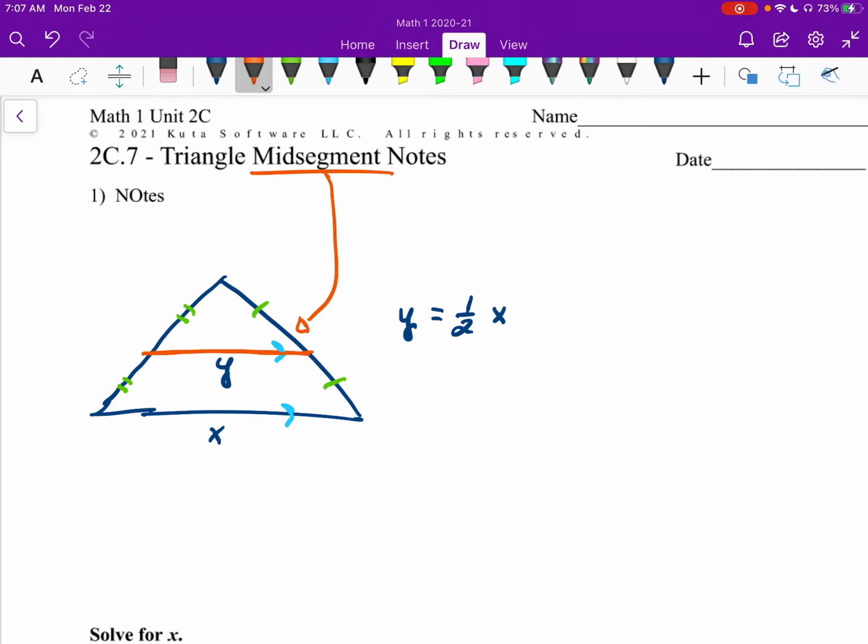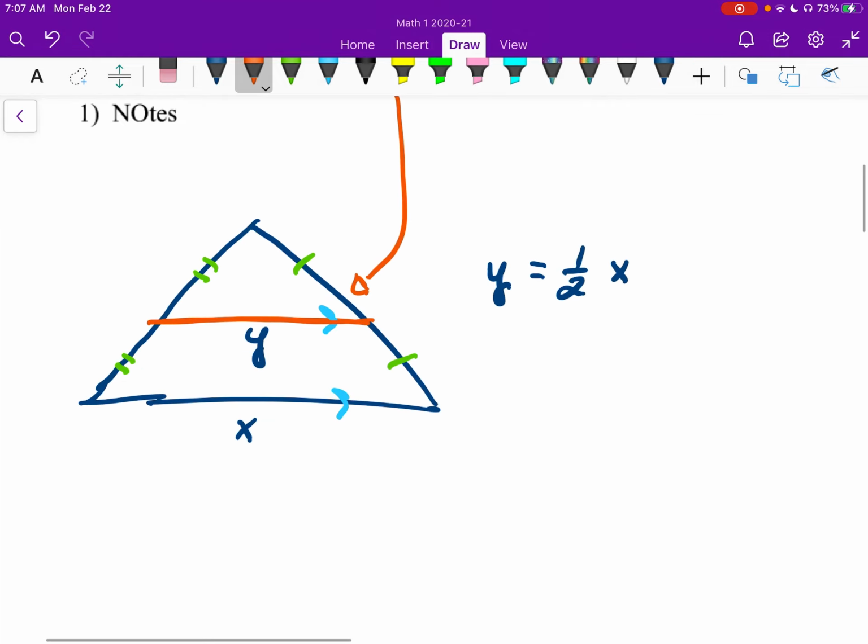Some things to know about the midsegment. The midsegment is parallel to one of the sides. Actually, there's three different midsegments in here, right? Because if we just turn the triangle on its side, we'd be able to draw that same figure in. We're only going to focus on one of them at a time, right? So the orange line is our midsegment.